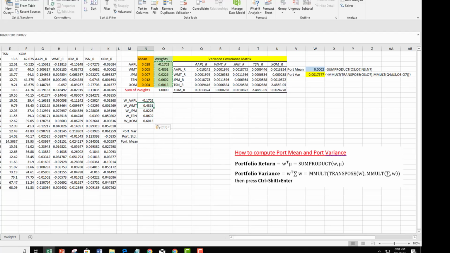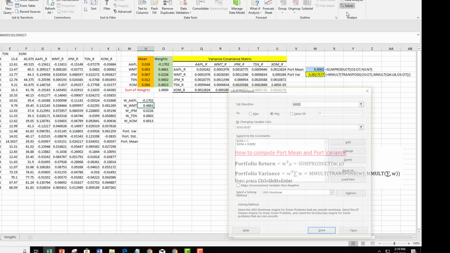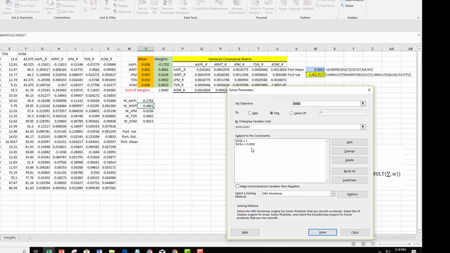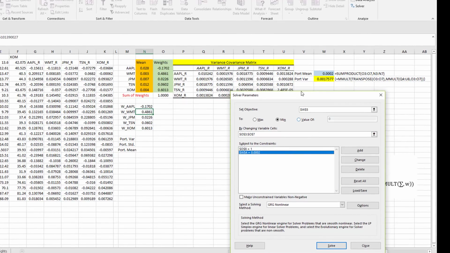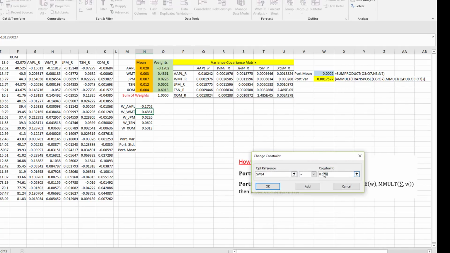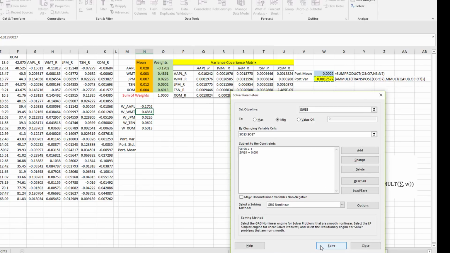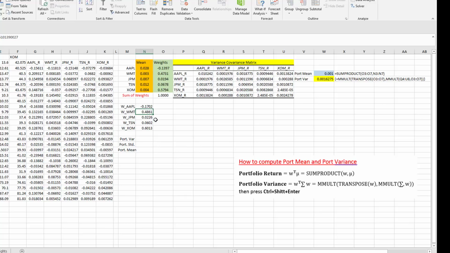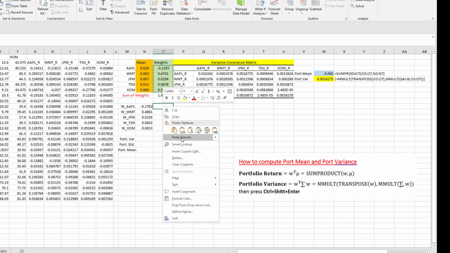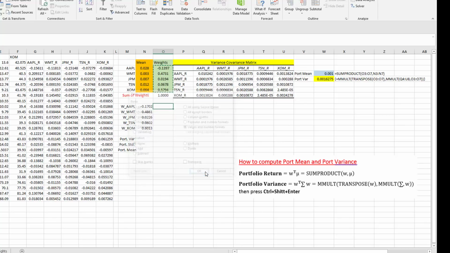Similarly, you can go to Data and then Solver, leave it as is, but change one of the constraints, which means changing the portfolio mean. This time I'm going to change it to a different number, not 0.002. This time I want to choose 0.001. Now I can solve it again and find a second set of portfolio weights. I can copy this here and right click, Paste Special, values and number format, and now I have a second set of portfolio weights.